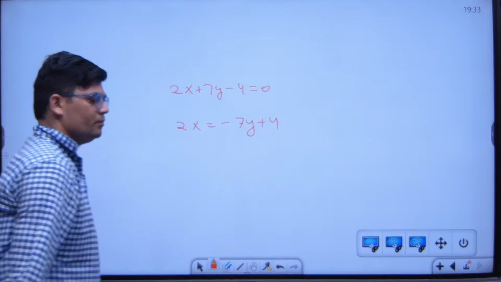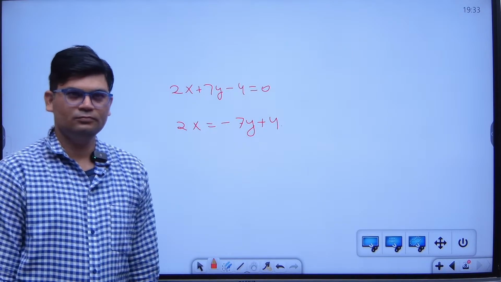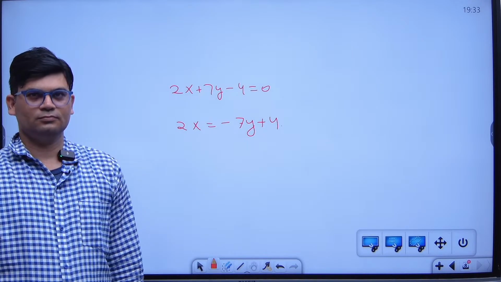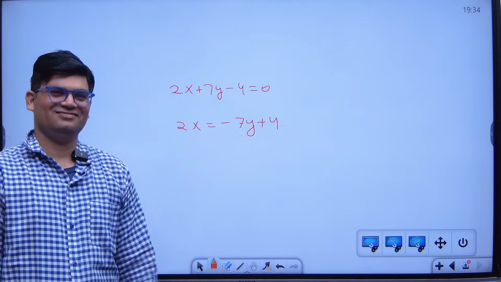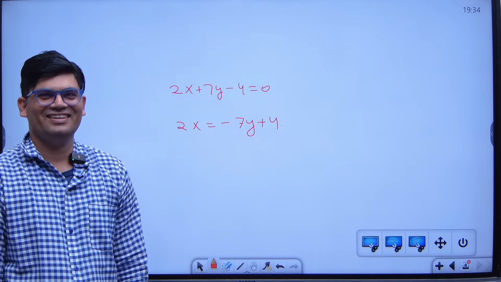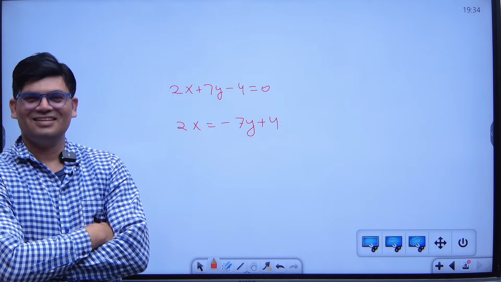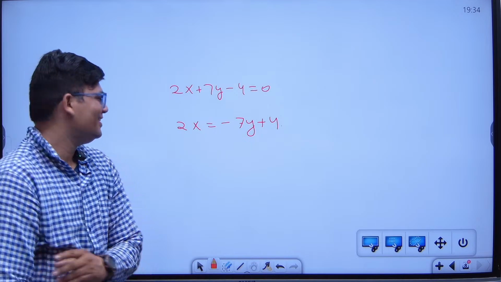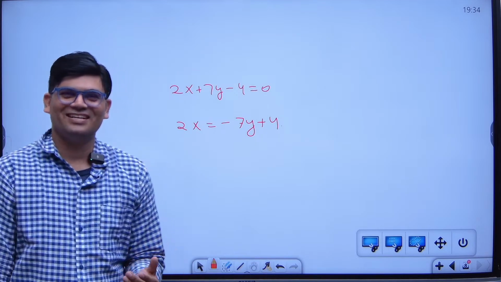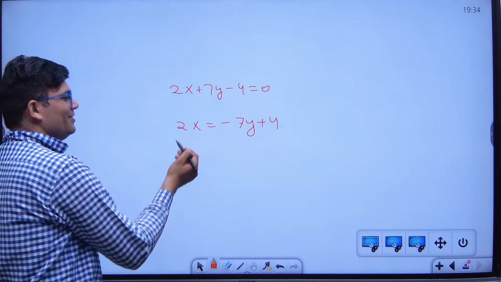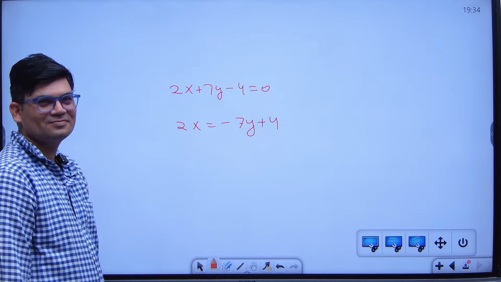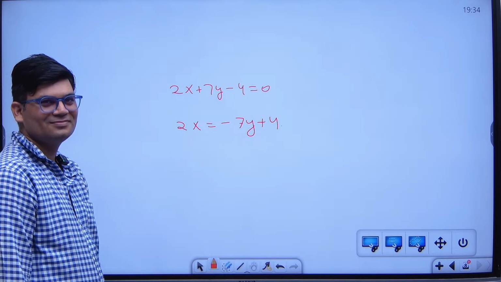What is the slope? Minus 7 by 2. No. Minus 2 by 7, dear. Minus 2 by 7. Why are you stuck? You have to take this. Got it.